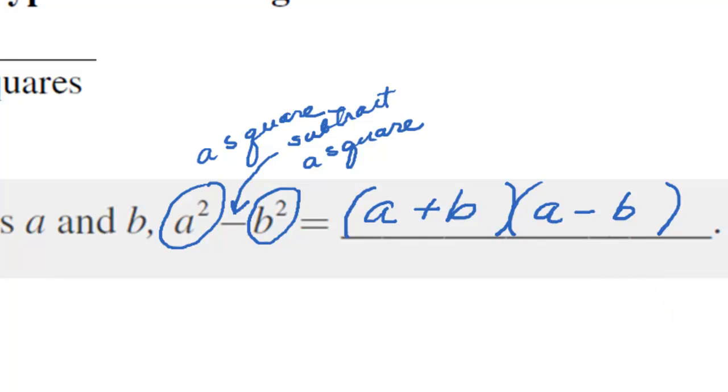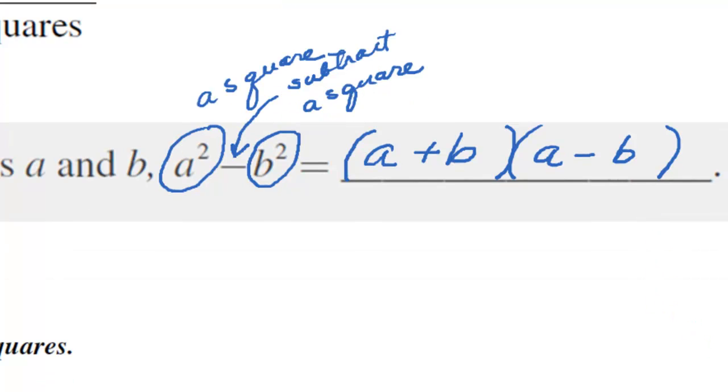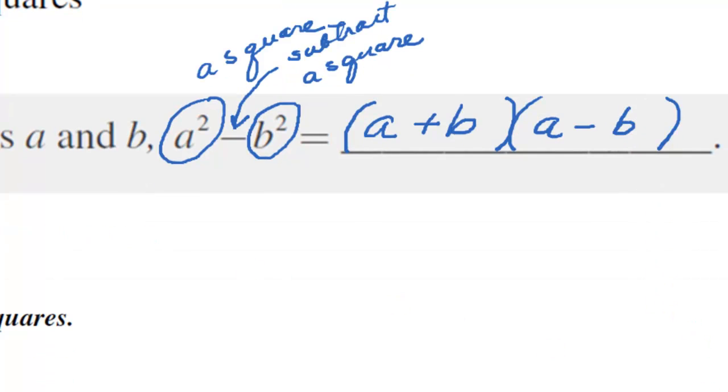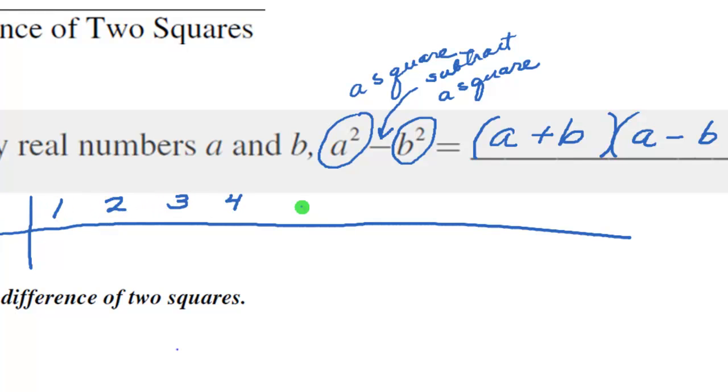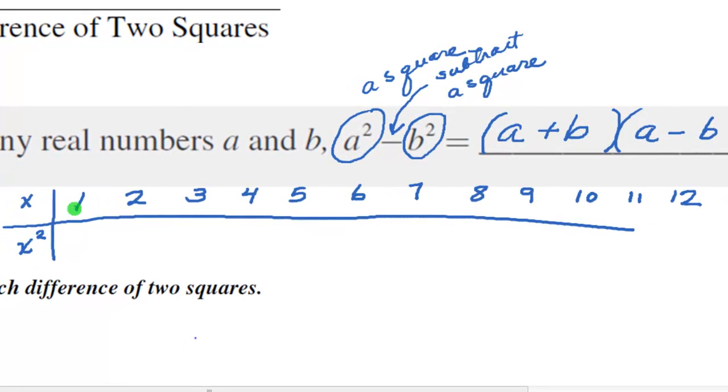If it's been a while since you've talked about perfect squares, let's make a little chart that will help us. Put this in your notes. Over here, we're going to take the first 12 whole numbers, 1 to 12, and let's call those numbers x. Then down here, we're going to put their squares. So what does that mean?